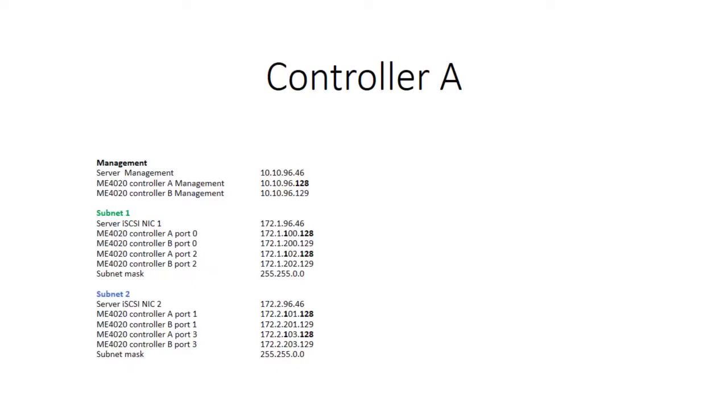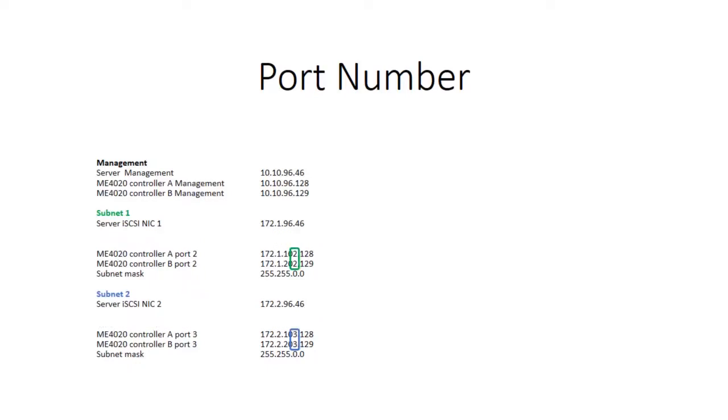You can see here all ports on controller A have a 1 and end in 128, matching the management port. For ports on controller B, the third octet starts with 2 and the fourth octet matches the management port IP of 129. Finally, the third digit of the third octet is the port number. If this had been a dual protocol system with both fiber channel and iSCSI, there would only be 2 ports in each subnet, not 4.